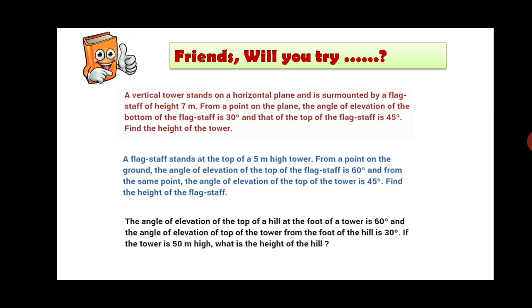Third one, the angle of elevation of the top of the hill from the foot of the tower is 60 degree, and the angle of elevation of the top of the tower from the foot of the hill is 30. If the tower is 50 meter high, then what is the height of the hill? So friends, very easy problems, you try them, which are important as far as the exam is concerned.